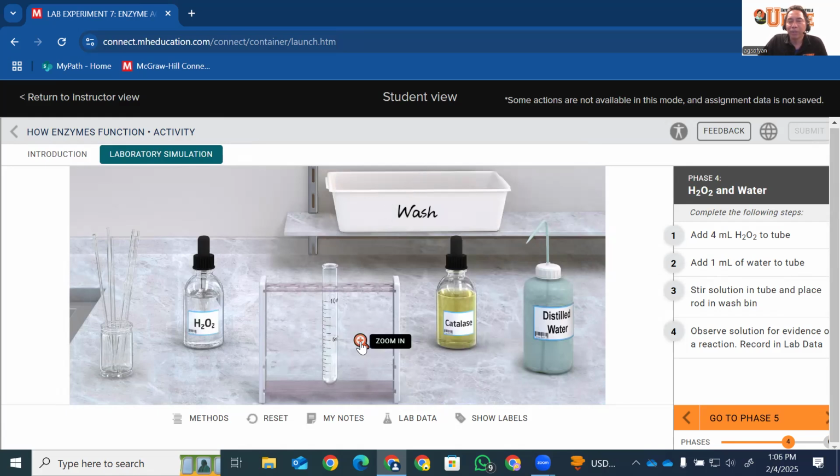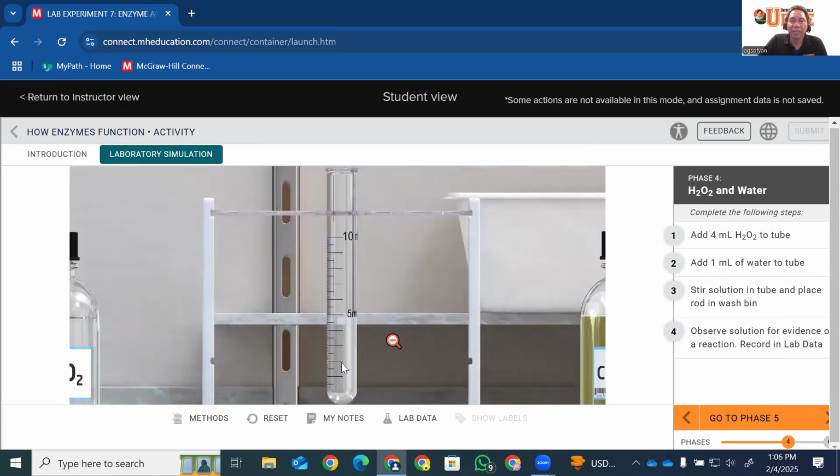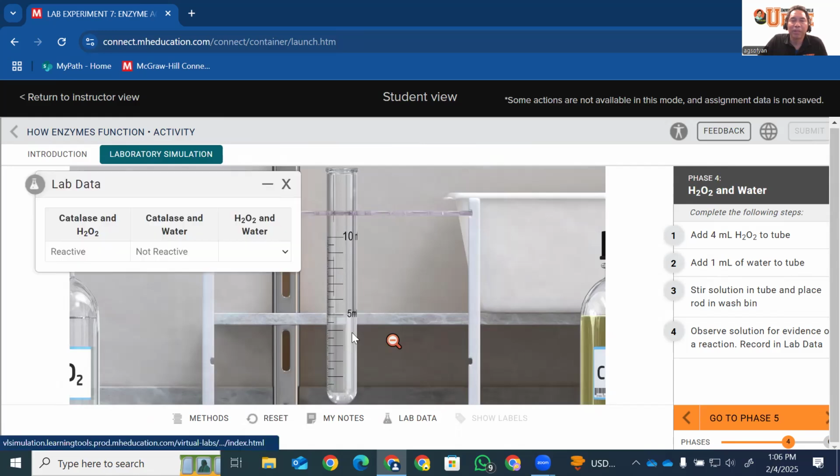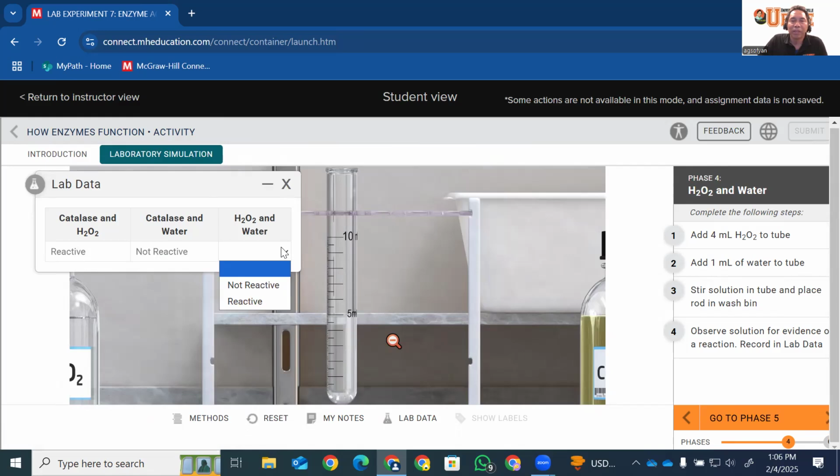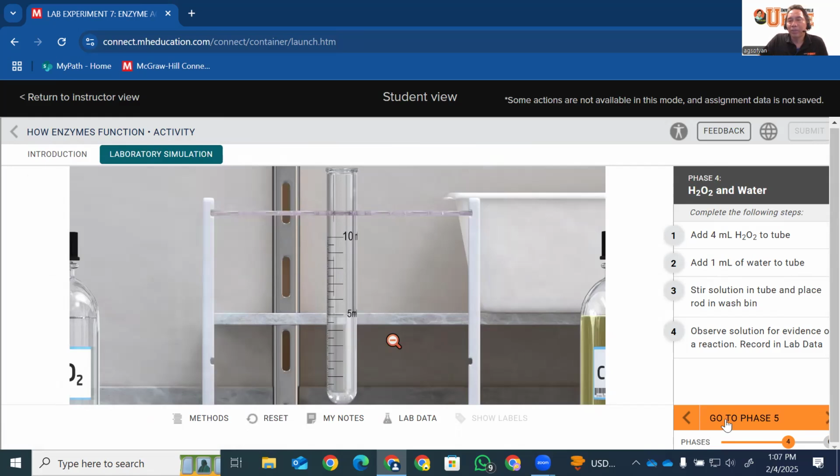Again, put it in the trash. Then observe the result. Yes, there's nothing over there. It is very clean, nothing. So put in the lab data: water and peroxide, not reactive. Okay, go to the next page.